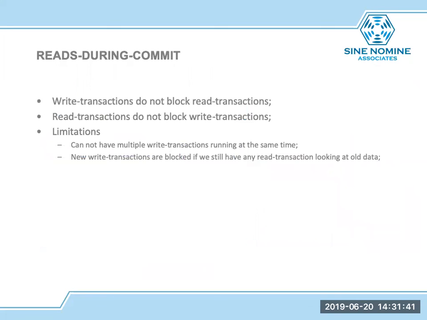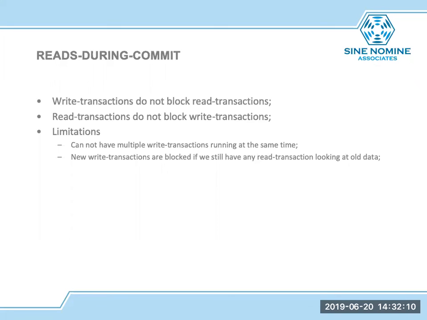Okay, so with these changes, we can have write transactions even when we have read transactions. And we can have read transactions when we have write transactions. That's one of the improvements that we have made. We still have some limitations here. First one is that we cannot have multiple write transactions running at the same time. But, as Mark said, this limitation is a Ubik limitation. For simplification reasons, we cannot have more than one write transaction happening at the same time.